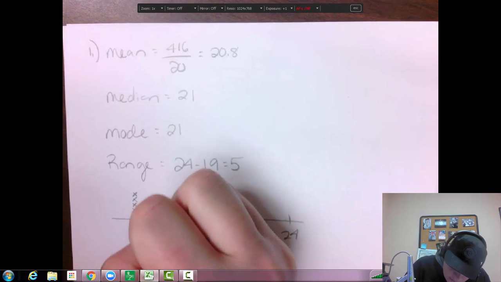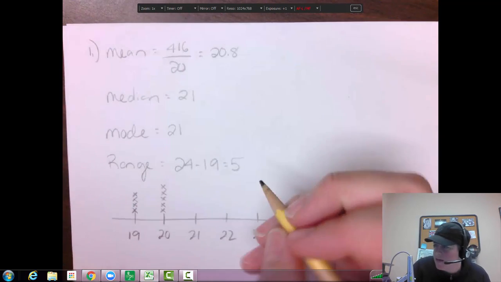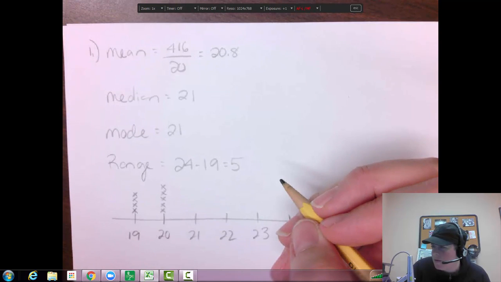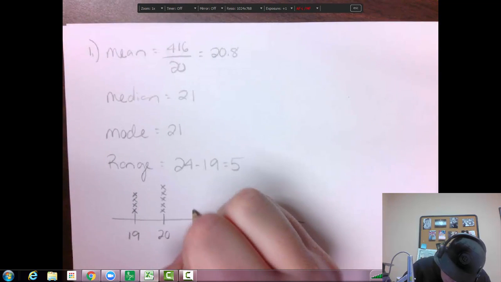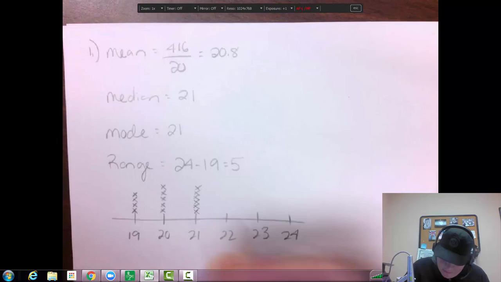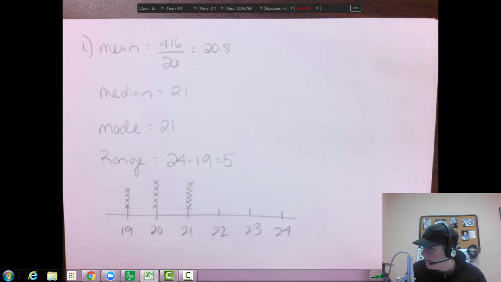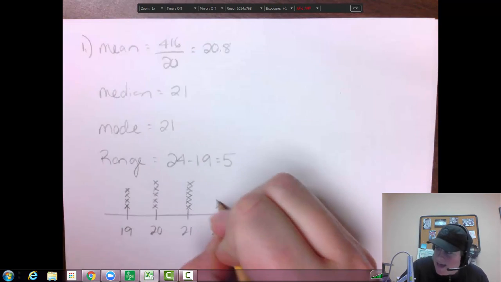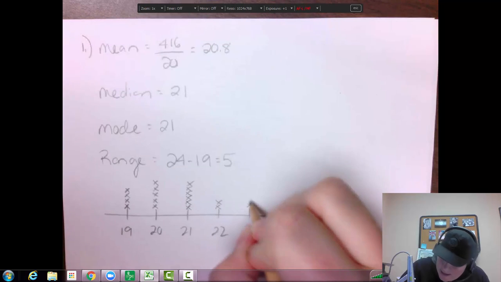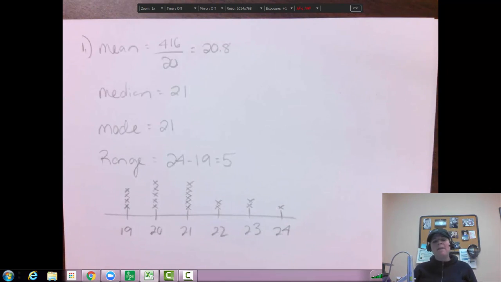1, 2, 3, 4, 5, so it should be about equal so you can tell. And then 21, there were 6, right? 1, 2, 3, 4, 5, 6. And 21 should look taller than 20. Probably should have used a little better thing than I did, but that's okay. 22, there's 2. And 23, there's 2. And 24, there's 1.